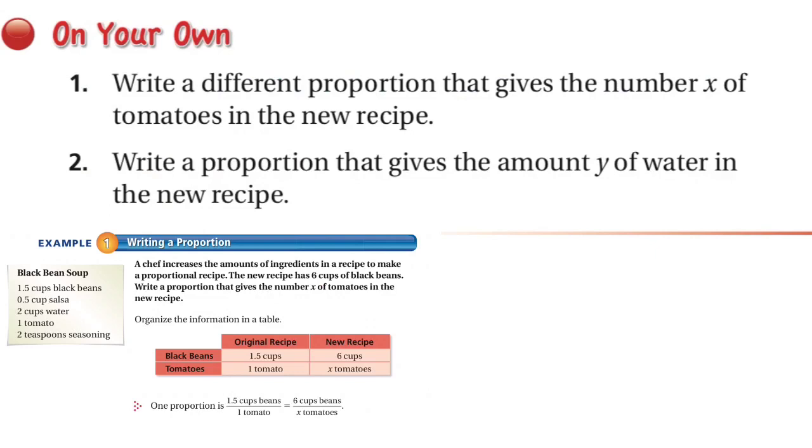I've included example 1 on this slide so that you can do these problems. Write a different proportion that gives the number X of tomatoes in the new recipe. This time think rows. And write a proportion that gives the amount Y of water in the new recipe, and you'll have to go back and look at the original recipe to be able to do that. Now try these.